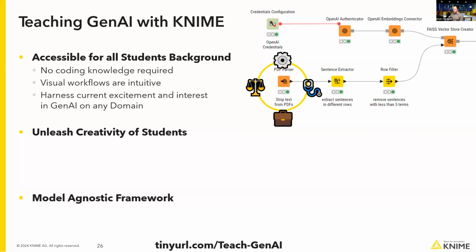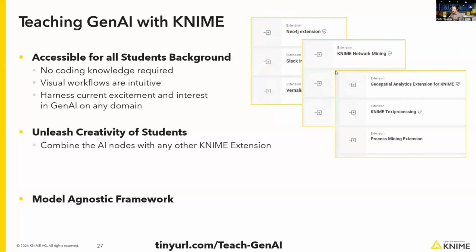You can really change this text input and see how the AI is going to react to it. Then we have also the topic of unleashing the creativity of your students, and that basically means that you can combine the AI nodes with other KNIME extensions. KNIME offers thousands of nodes, all right? So you can really combine geospatial analysis with LLMs. You can combine old school KNIME text processing with LLMs. You can combine process mining, network mining, image processing, and also if you really want to go down the robotic process automation route, we have Slack integration. There are really lots of nodes to combine LLMs with, and KNIME already offers them within the open source offering.